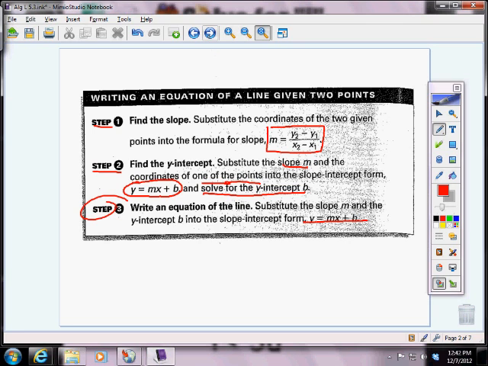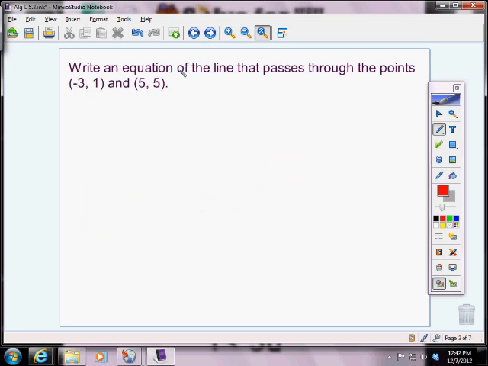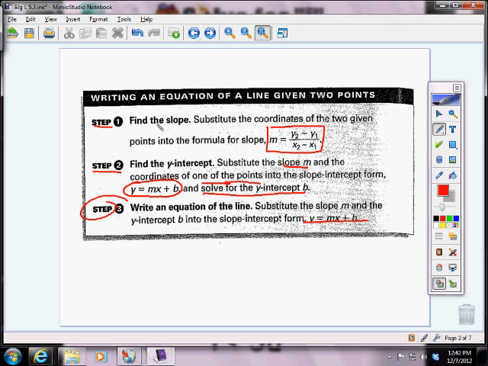Okay, let's look at an example. Write an equation of the line that passes through the points (-3, 1) and (5, 5). Y equals mx plus b. That's the form we're going to use. We need to find two things. We need to find the slope m and the y-intercept b. Well, again, to find the slope, we can use our slope formula, y2 minus y1 over x2 minus x1.